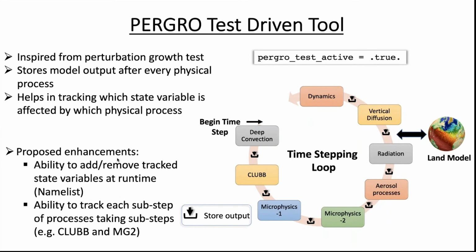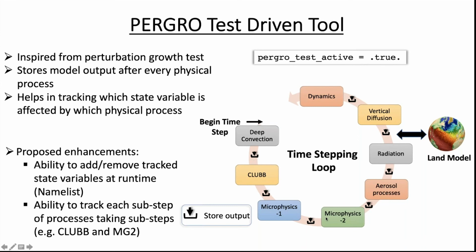What this does is it provides you with the physical process which is causing the problem, and also the variable which is causing the problem, and also what the maximum difference is. So for example, if you have two simulations, one producing the right answers and the other producing the wrong answers, for example if your restart is broken, or if there is a compiler bug, or these kinds of problems, then you have access to the right answers and to the wrong answers. Then you would put this in the namelist: pergro_test_active = true. This will activate this test.